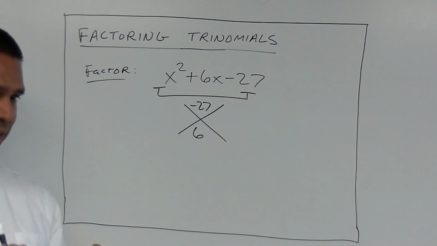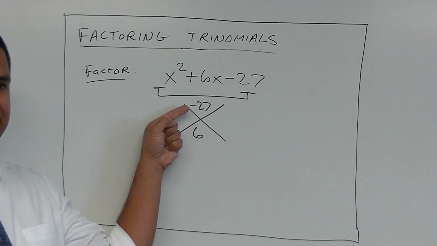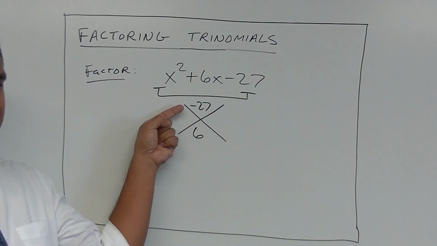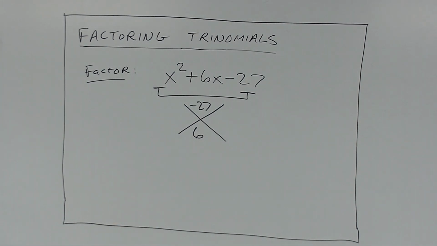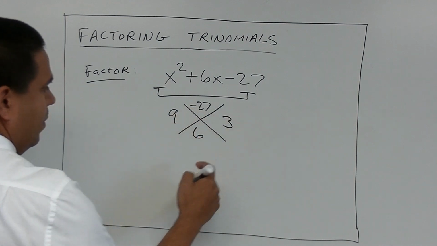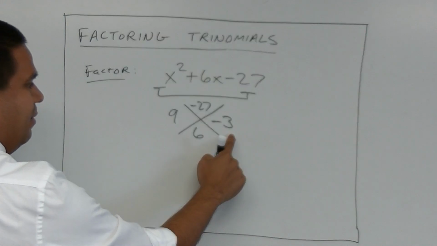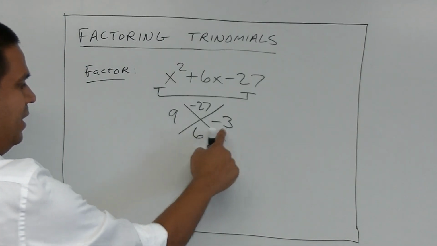Now use your skills with your times tables. And notice now we have a negative. So I need two numbers that when they multiply is negative 27, and when you add them is 6. 9 and 3. So I'm hearing 9 and 3, but we need a negative 3. 9 times negative 3 is negative 27, and 9 plus negative 3 is 6.